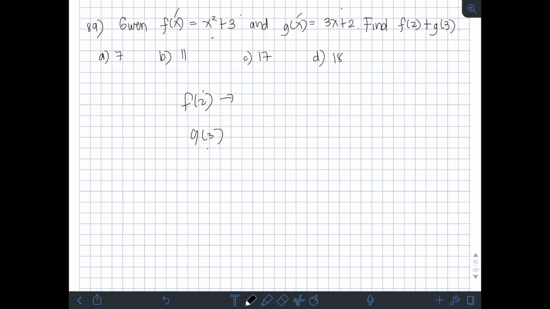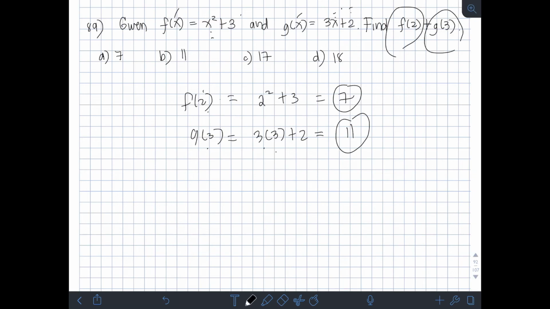So, gawin natin. So, f of 2 is equal to, so, yung x squared, magiging yung x, papalitan ko ng 2, 2 squared, then plus 3. So, ilan yan? 2 squared is 4 plus 3, 7. Then dito sa g of 3, yung 3x plus 2, yung x, papalitan ko ng 3. So, 3 times 3 plus 2, ilan yan? 3 times 3 is 9 plus 2, 11. So, i-add natin tong f of 2 tsaka g of 3. So, 7 plus 11 is 18. So, therefore, the answer is letter D.